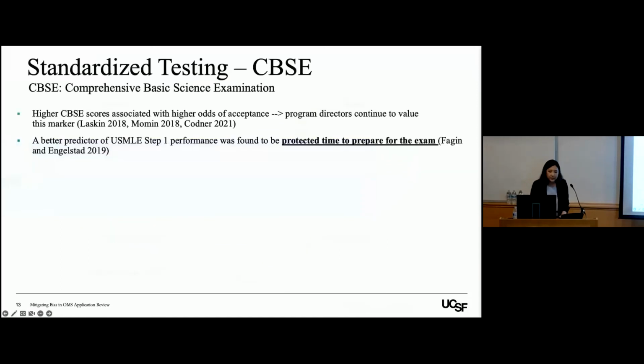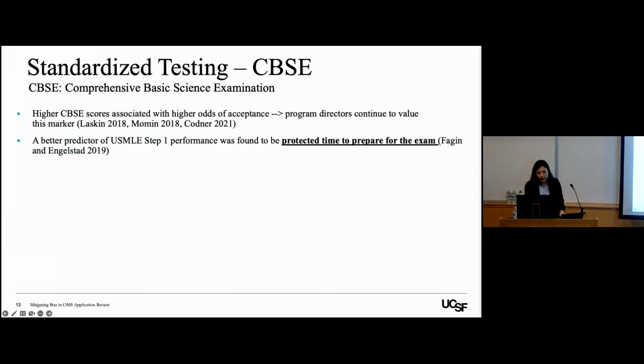Let's jump into application components. As many have heard about the CBSE, this is a very difficult test. Prior to 2012, OMS programs only considered applicants with national board scores over 90. And when this went to pass-fail, OMS started using the CBSE exam, which is a shortened version of the Step 1 medical licensure exam. Higher CBSE scores are associated with higher odds of acceptance, although it is only a modest indicator of Step 1 performance. It does not predict residency performance at all.